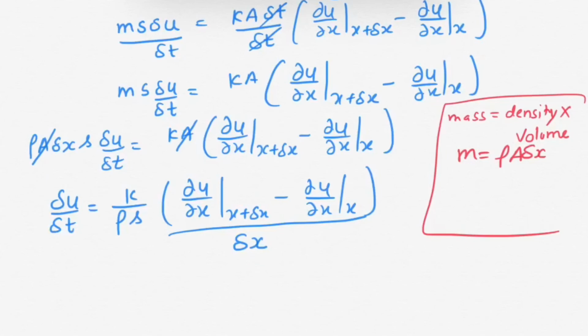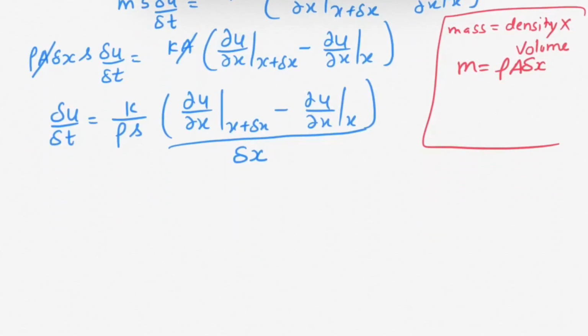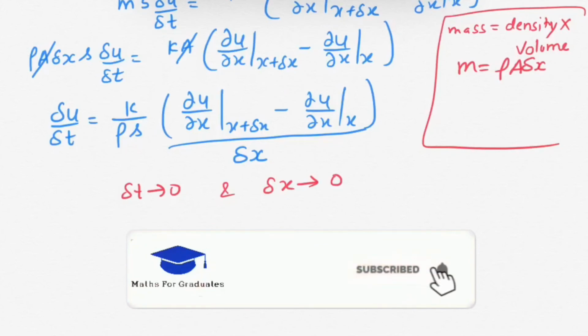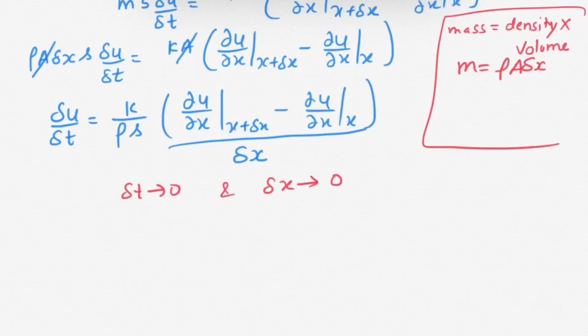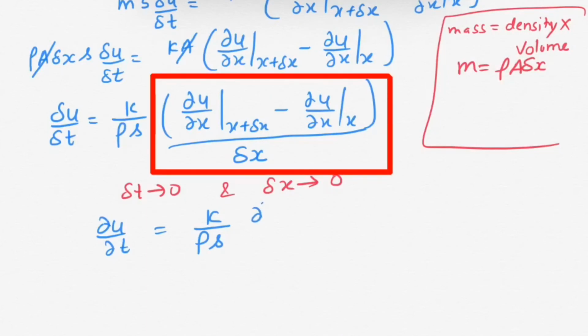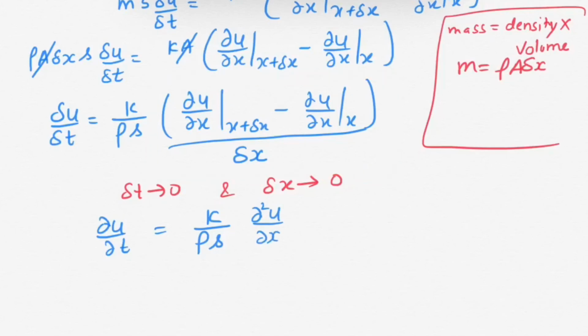Now if delta T and delta X are very small, then delta T will tend towards 0 and delta X will tend towards 0. So for this condition, by the definition of differentiation, the LHS will be del U over del T, and this equals K over rho s, and by first principle this whole expression will be del square U over del X square.